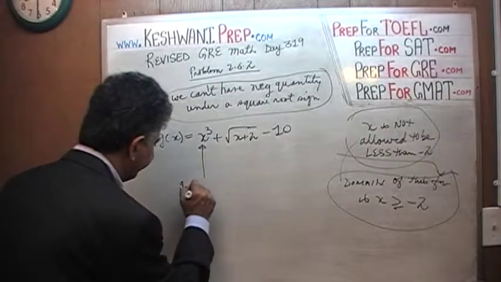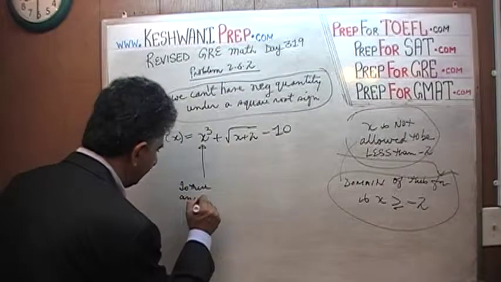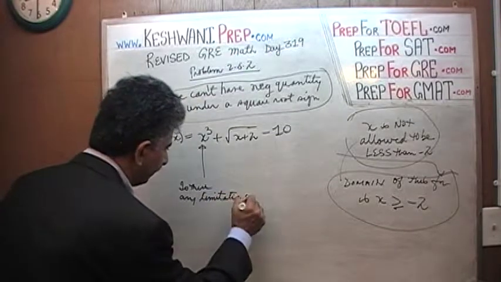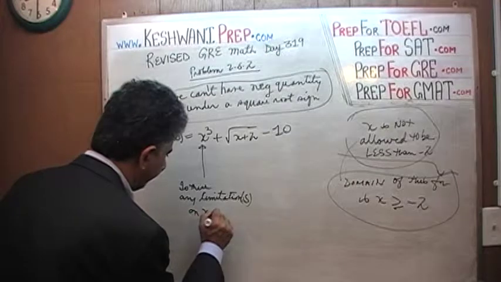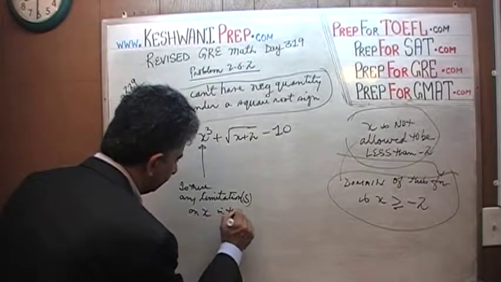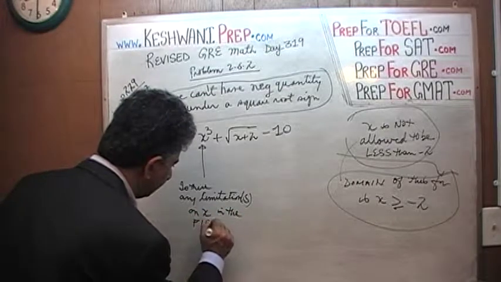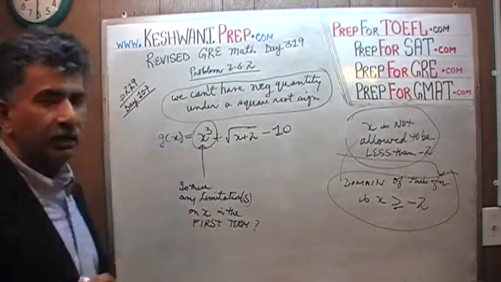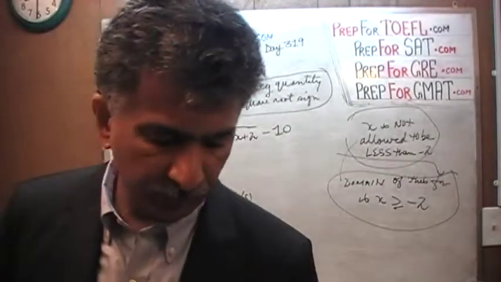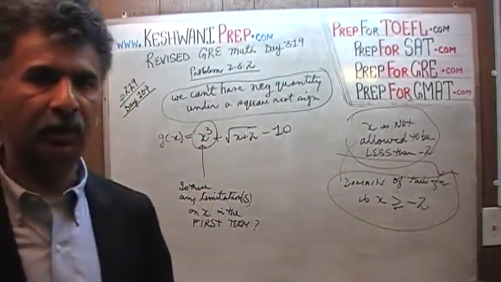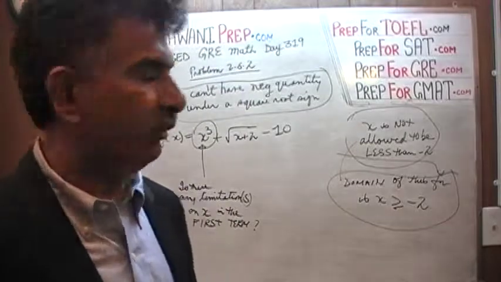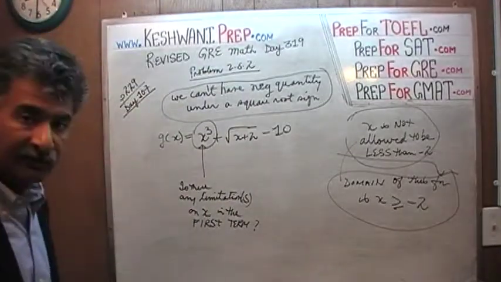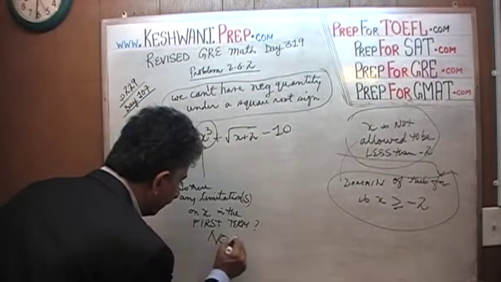Is there any limitation on x in the first term? These are called terms. This is the first term. The answer is no. If it's simply x cubed, x can be anything it wants to be: negative, positive, 0. There are no limitations here.